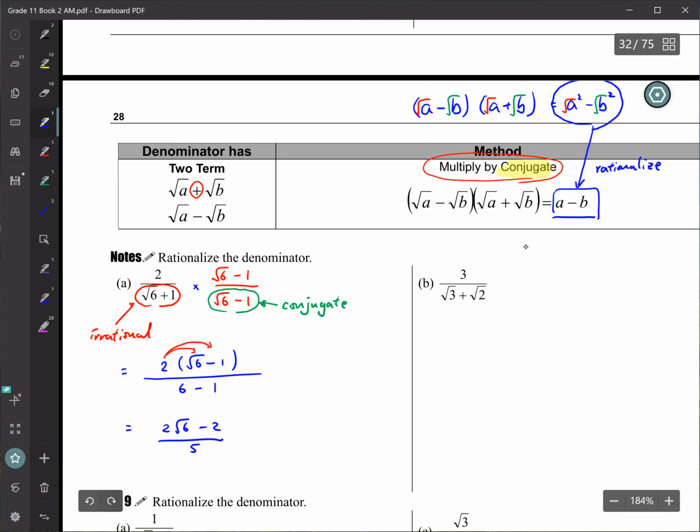And you double check, okay? Square root 6, can we still take things out? 6 is already simplified. Second thing, the denominator, does it have square root? No more, right? Used to be irrational, now it's rational. We started with an irrational denominator, and end up with a rational denominator. So this is our final answer.